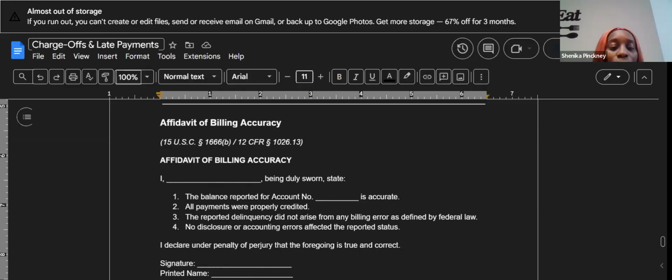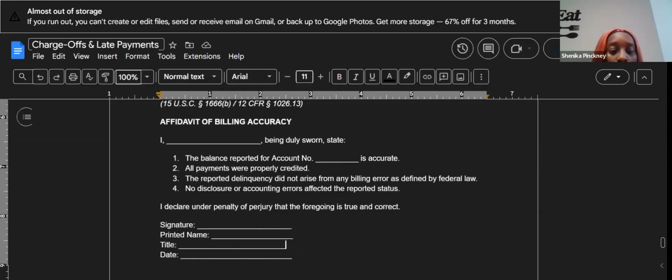Now, this is the affidavit for their billing accuracy. Affidavit of billing accuracy, I, whoever, being duly sworn, state 1, the balance reported for account number whatever is accurate. 2, all payments were properly credited. 3, the reported delinquency did not arise from any billing error as defined by federal law. 4, no disclosure or accounting errors affected the reported status. I declare under penalty of perjury that the foregoing is true and correct.